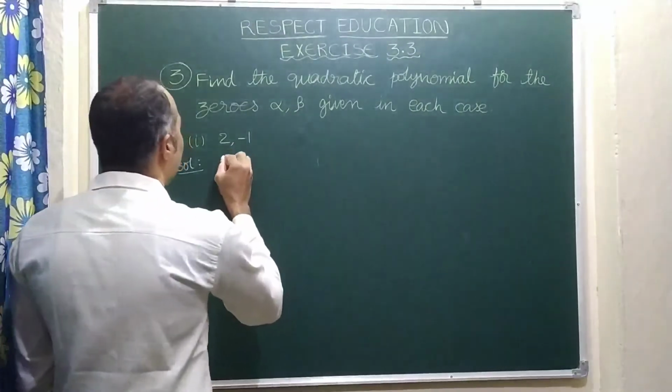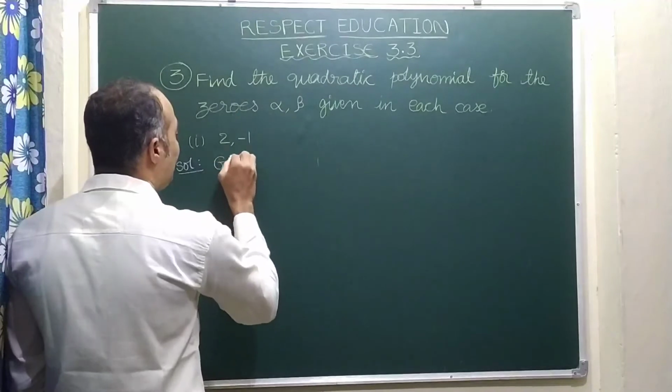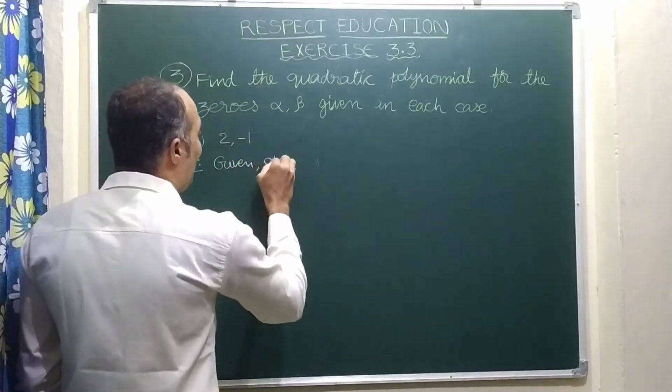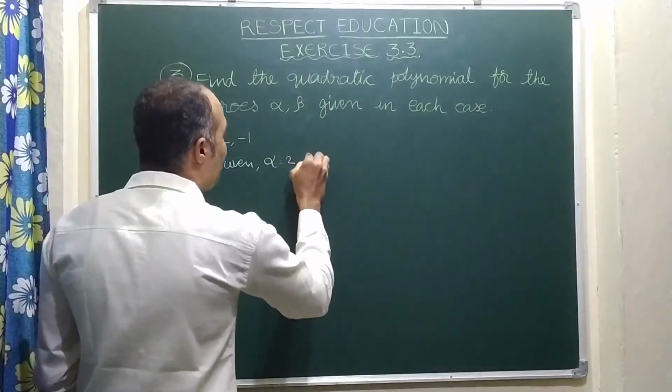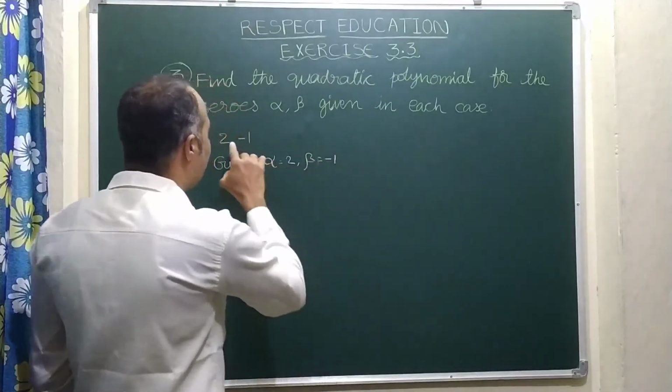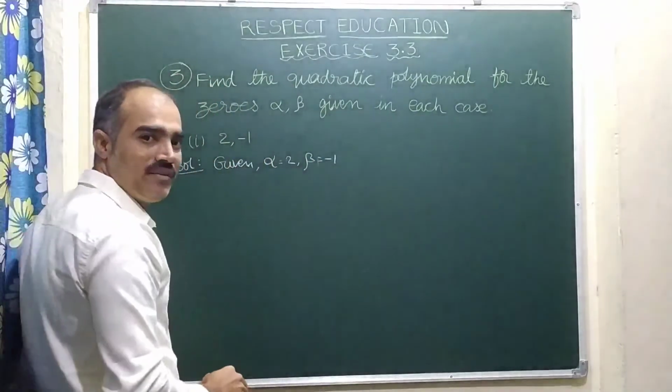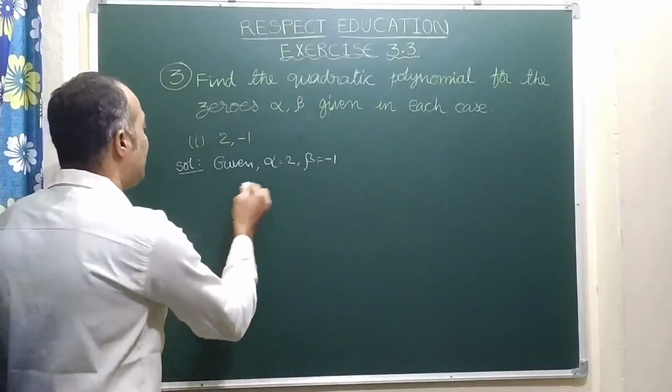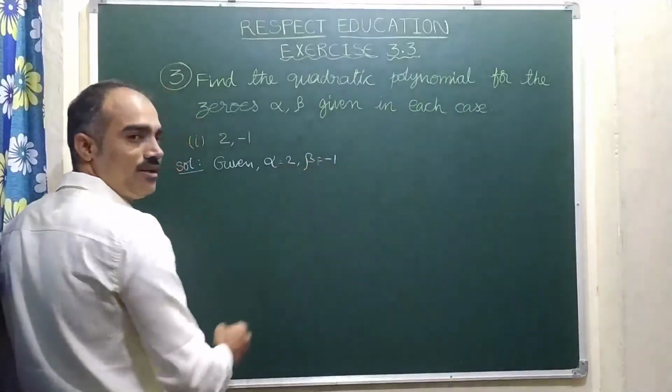So here let us write given alpha equal to 2 and beta equal to minus 1. These are alpha and beta, right? Now as usual we need to find their sum and their product also.